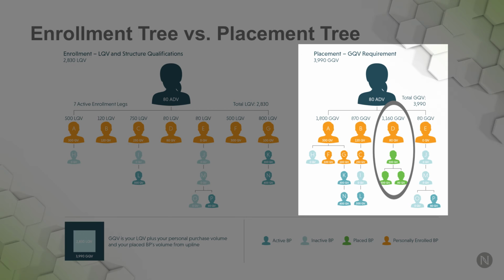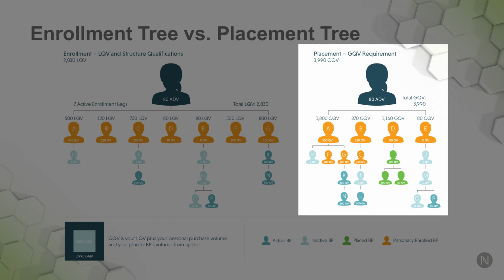Now, the GQV there is 1,160. Now, my LQV there was only 80, but because some of that volume was placed under there, that counts in the GQV as well. E, in the placement tree, I have 4 legs in my placement tree, A, B, D, and E. And under E naturally is J. They sponsored J, and J sponsored M, and M sponsored O, and M also sponsored P. And no one was placed under there. Everybody was built out of an enrollment tree there, but that also looks like that in my placement tree.